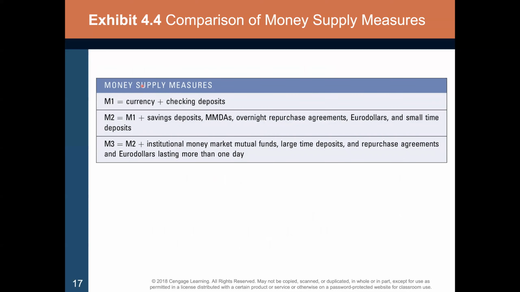So here are the money supply measures. This chart is Exhibit 4.4 in your book. So M1 equals currency plus checking deposits. M2 equals M1 plus savings deposits, money market deposit accounts, overnight repurchase agreements, eurodollars, and small time deposits. M3 equals M2 plus institutional money market funds, large time deposits, and repurchase agreements and eurodollars lasting more than 1 day. So these are the different money supply measures.